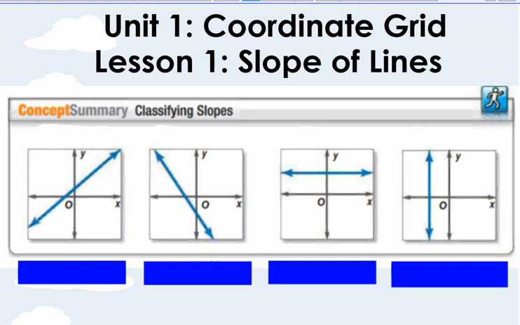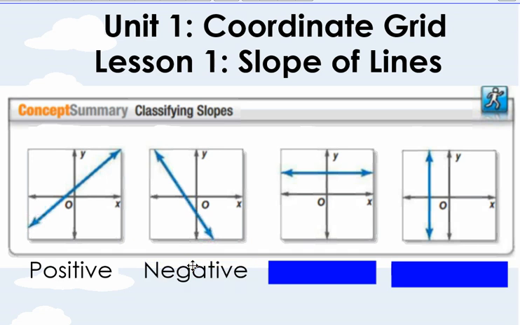Alright, so here are our slopes that we tend to classify. The first one here is our positive slope. Okay, that's our positive slope. If you put a car on it, it goes up the mountain. The next one is a negative slope. You put a car on it and it goes down the mountain.